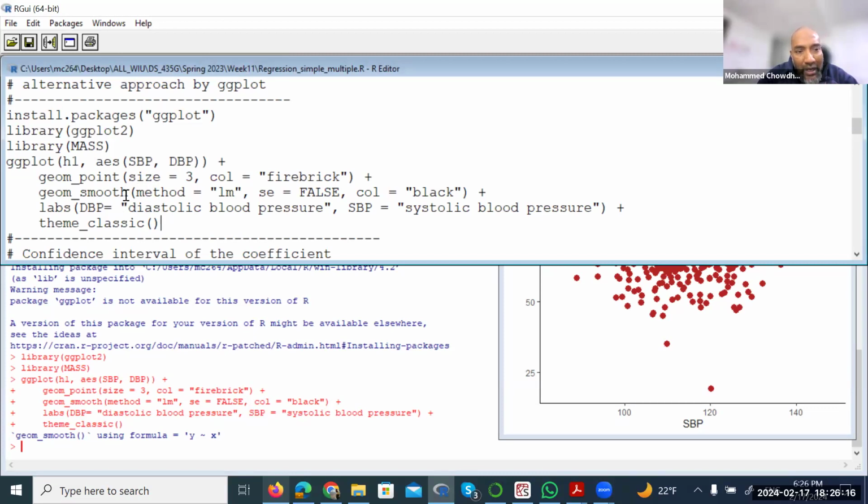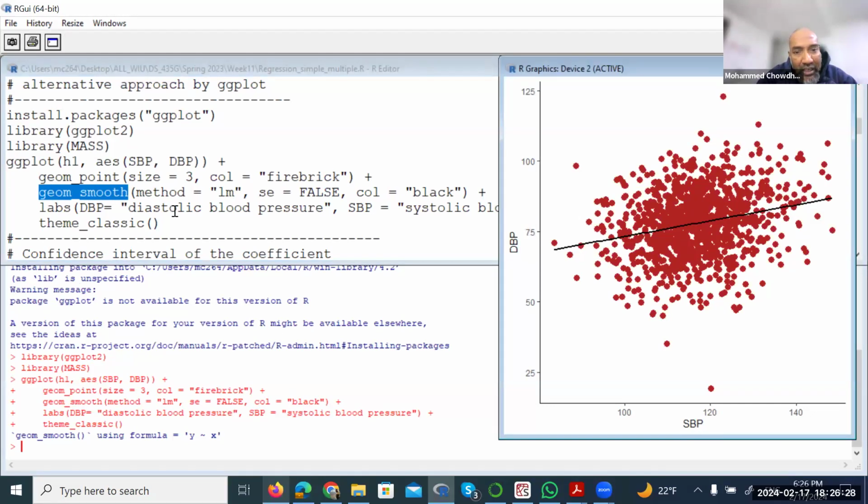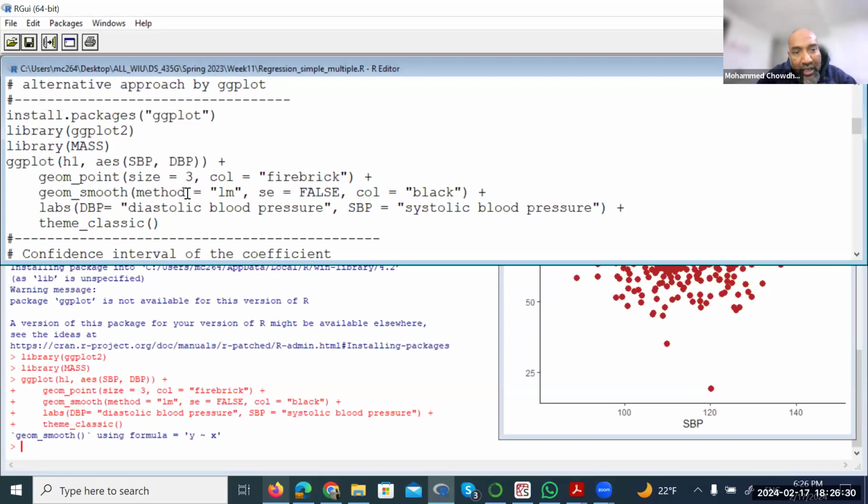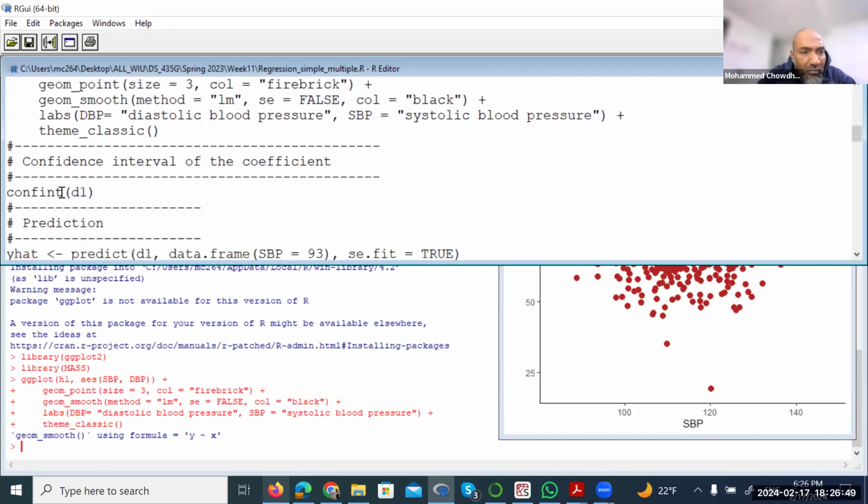So here, take a look. I took a little pause. I here use geom_smooth with method lm. This linear method is being used. How was this line fitted? This is called geom_smooth, and the method is linear model. One is systolic blood pressure, another one is diastolic blood pressure, and here we specify this is my x, this is my y, this is my independent variable, this is my dependent variable. That way it is done.